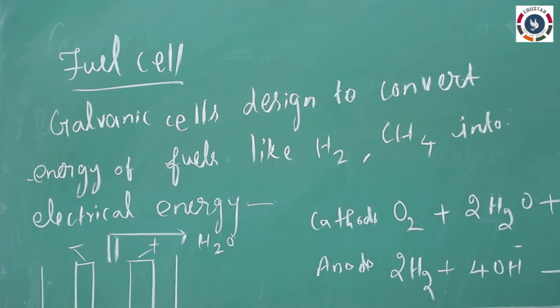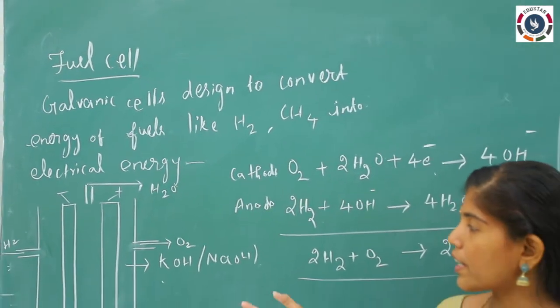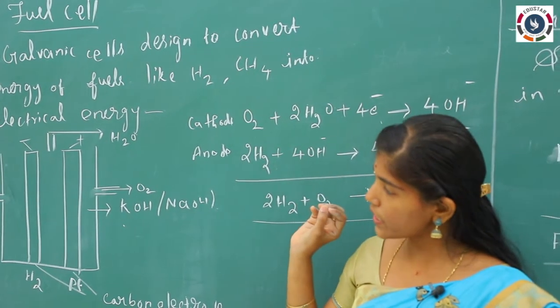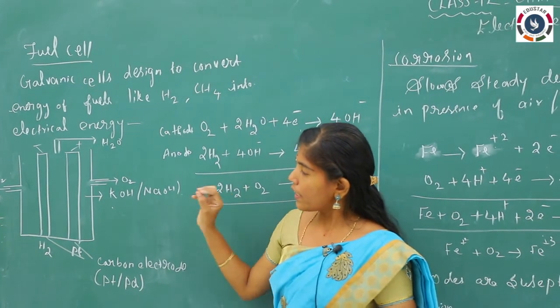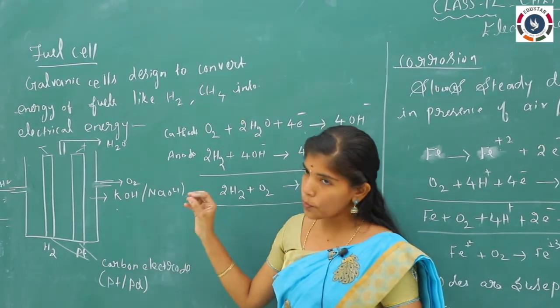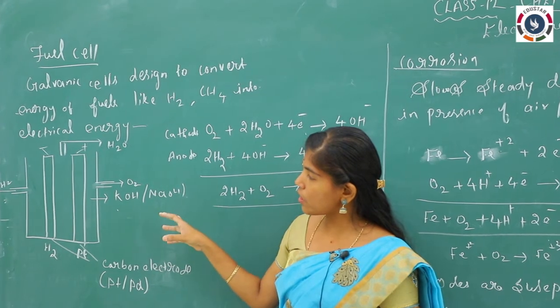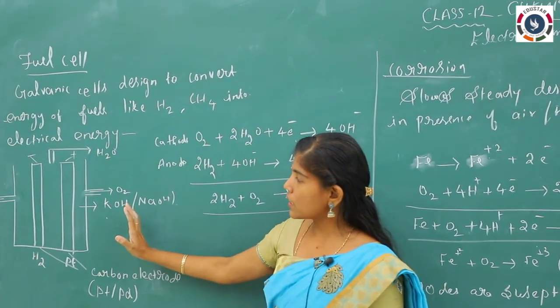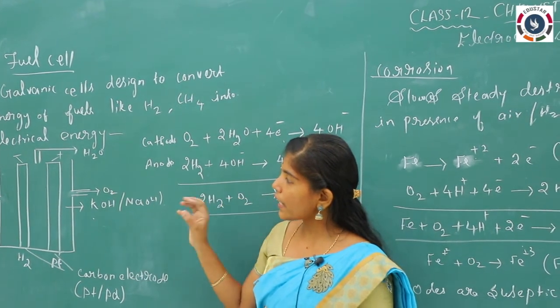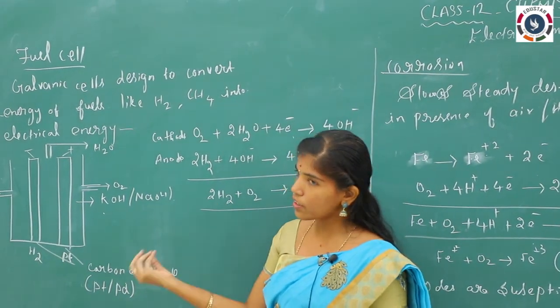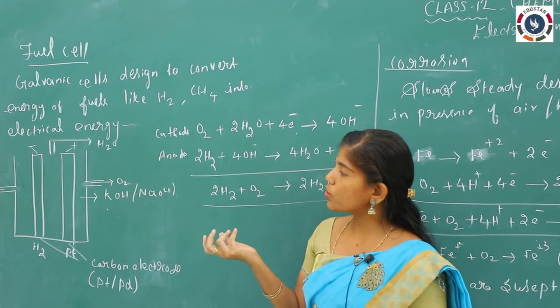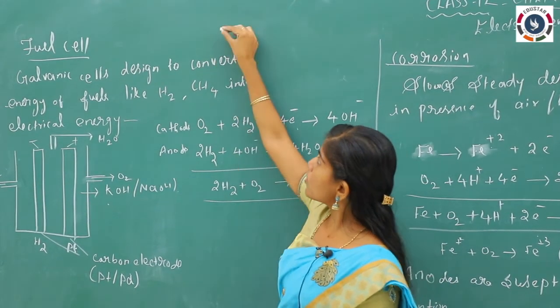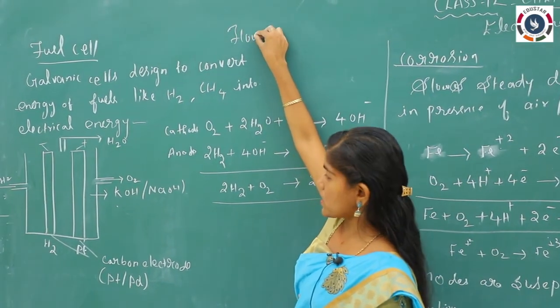Fuel cell is designed such that the reactants are continuously supplied throughout the entire reaction, and the products formed in the cell are also continuously withdrawn. This is the main thing in the fuel cell, that is, the reactants and the products are continuously flowing into the cell. So, it is also called the flow battery.